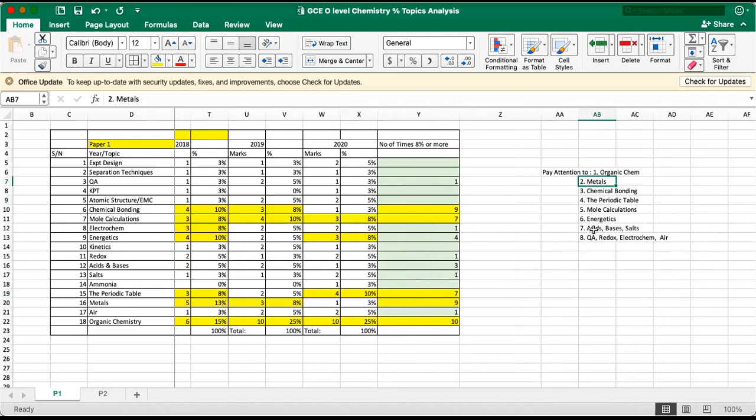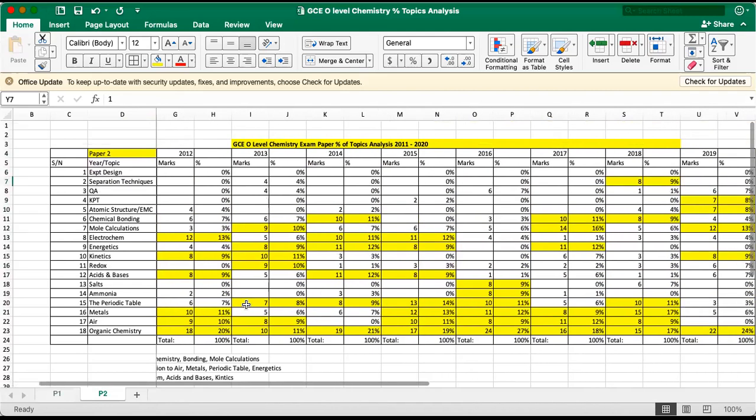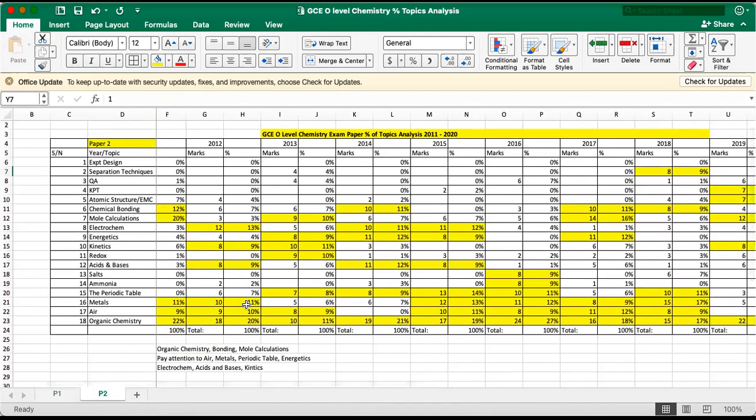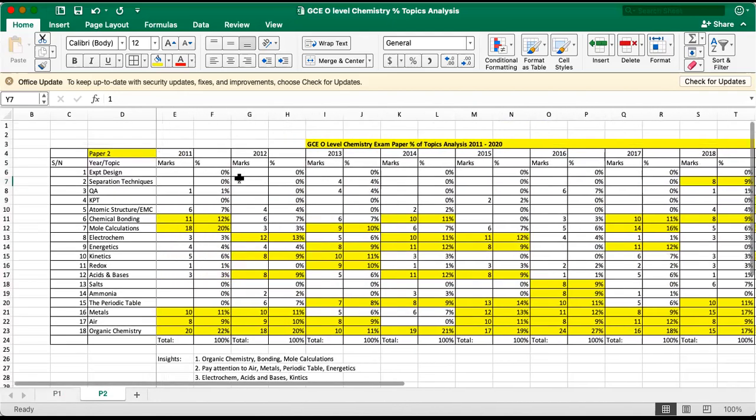Somehow, if you go and look at paper two, it's more difficult to differentiate a question by topic because you could have two or three topics overlapping in the same question. So I will just look at what is more significant. What I did was, the whole paper two is only about 80 marks: 50 marks for section A, 30 marks for section B.